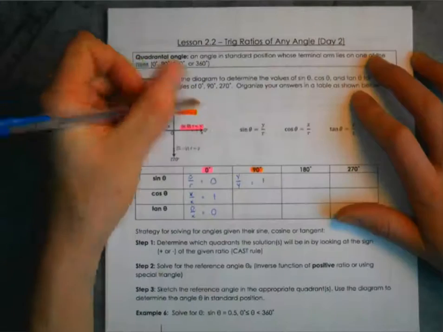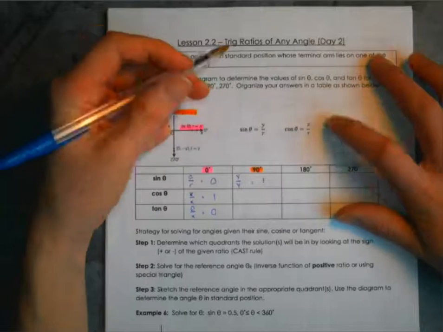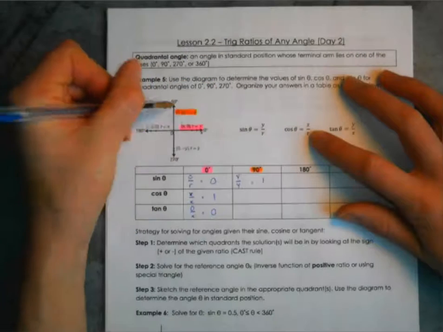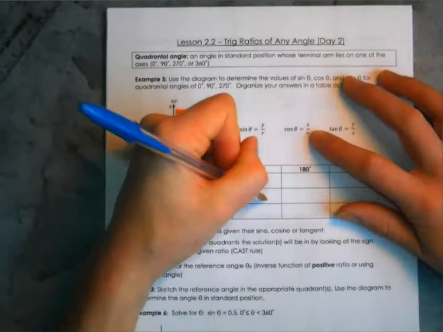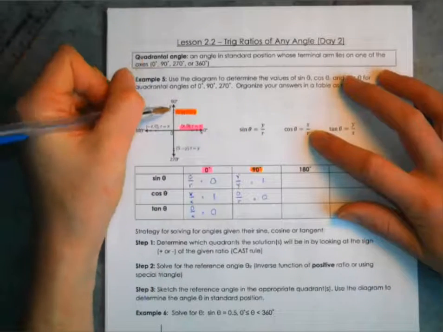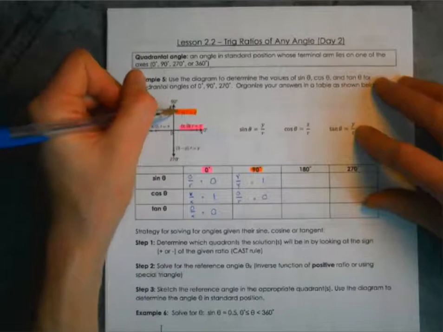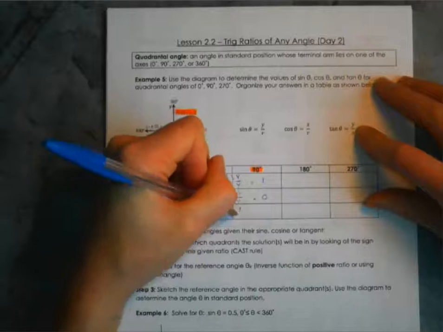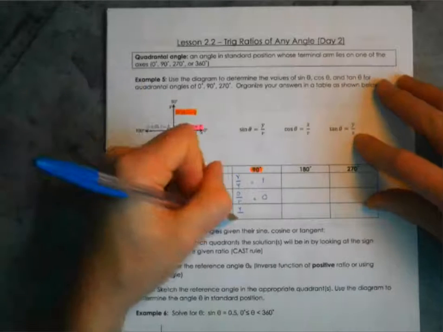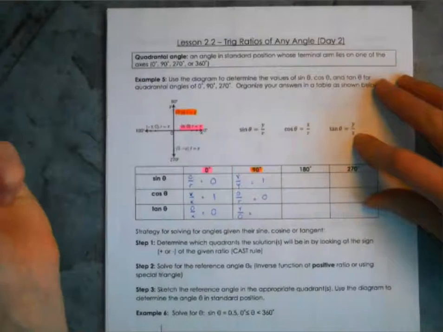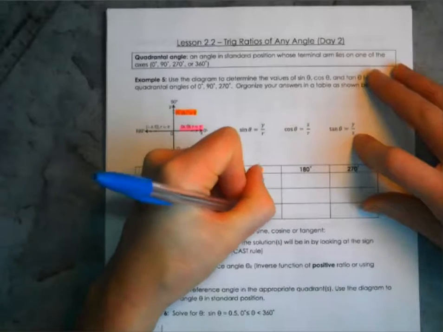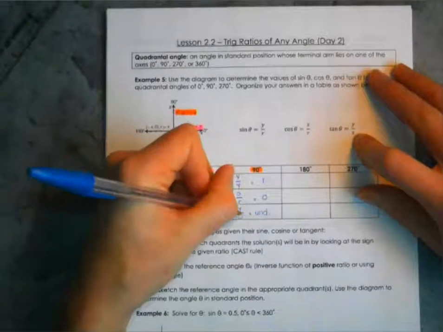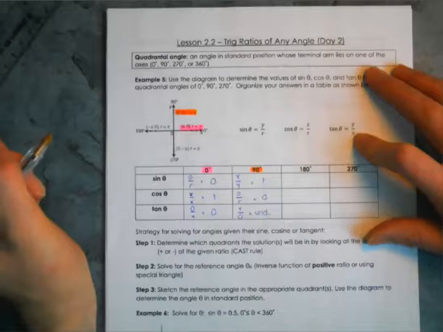Okay. For cosine theta, we have x over r. In this case, x is 0 divided by r. 0 divided by anything is 0. And then in the last one, we have tan, which is y over x, which is 0. And what happens when you divide anything by 0 is you get the term undefined in your calculator because you can't divide things by 0. Okay.